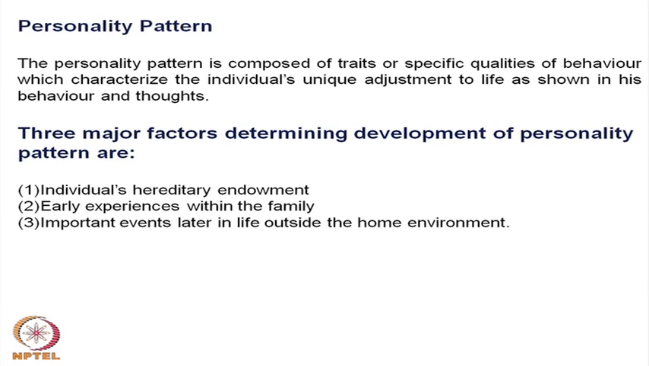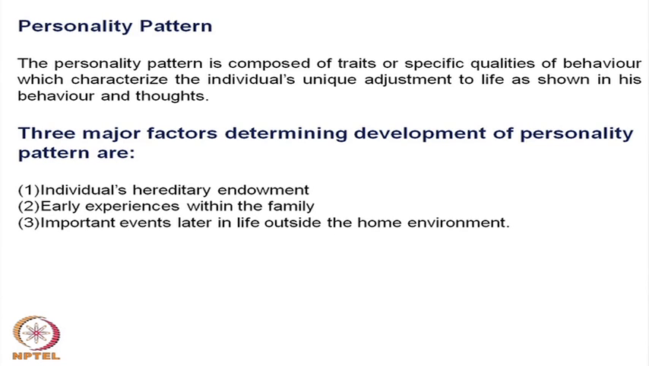So, personality pattern consists of traits or specific qualities of behavior which characterize the individual's unique adjustment to life as shown in his thoughts and behavior. So, the word unique adjustment is very important, and due to this unique adjustment to life, there are so many individual differences between the people. Three major factors determining the personality pattern are: one is the individual's hereditary endowment. Second is early experiences within the family, and third is important events later in life outside the home environment.